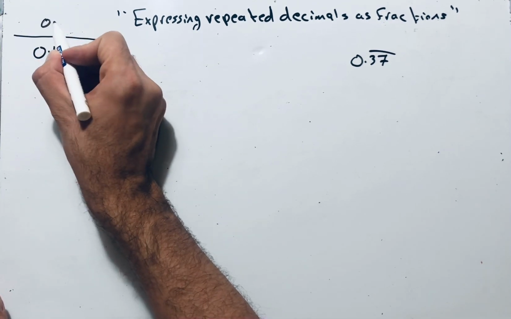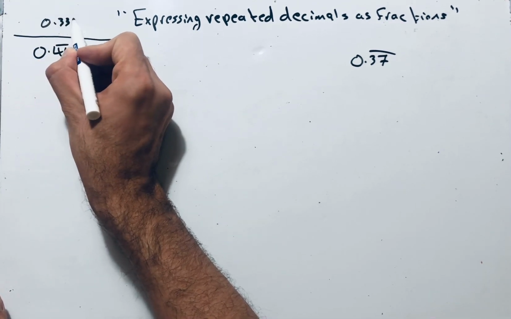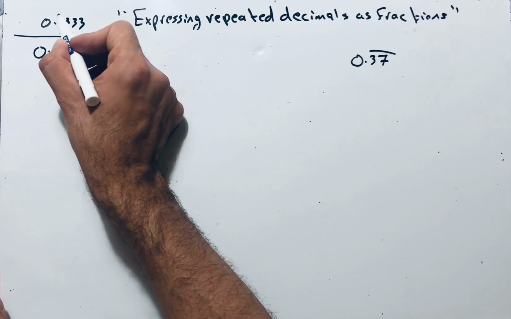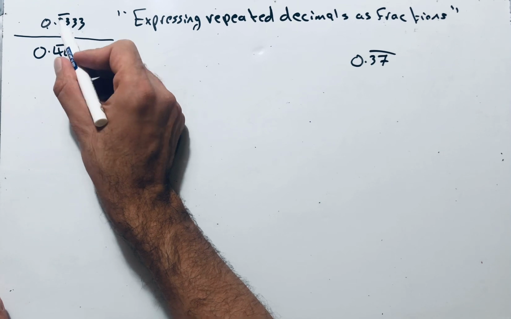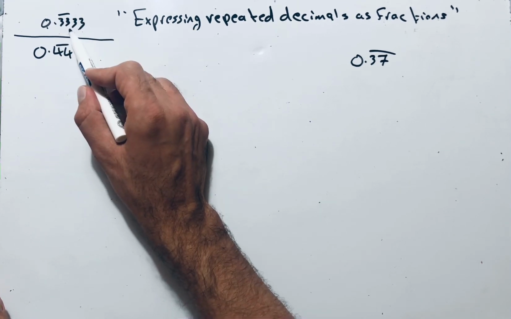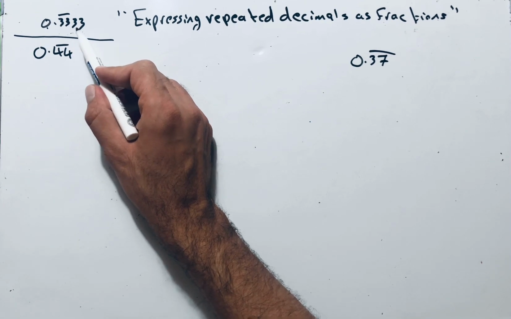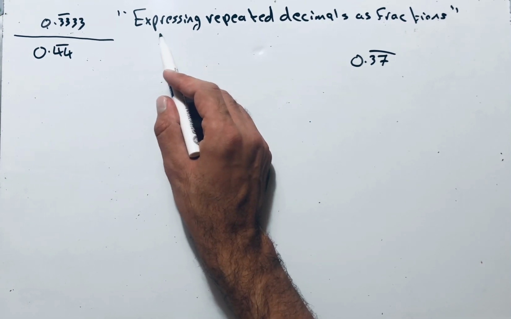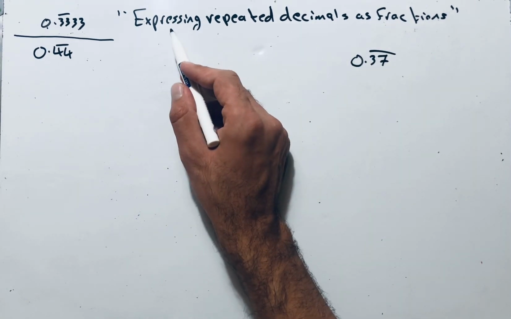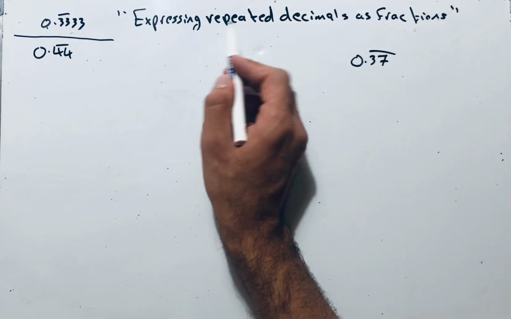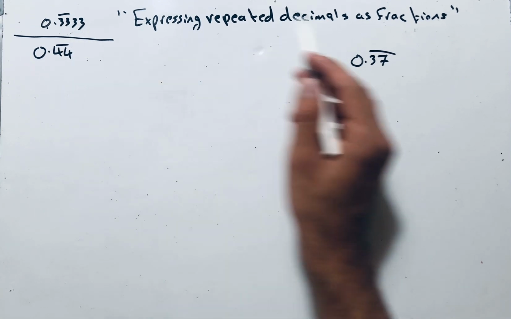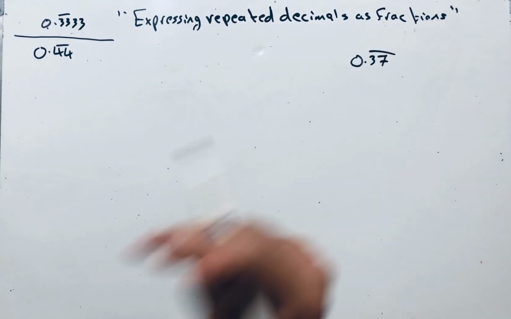For example, if you say 0.333 and the decimals never stop, we can just say it's 0.333 and then we put a line over it. So that means it is actually a repeated decimal. Now, we're going to be expressing repeated decimals as fractions. So in other words, we're going to be converting repeated decimals like the 0.33 into fractions, okay?